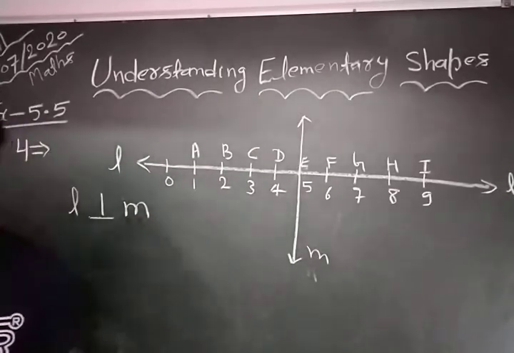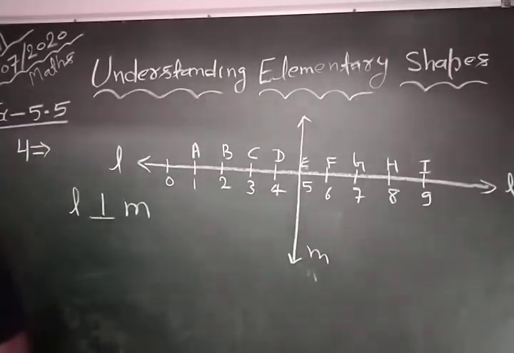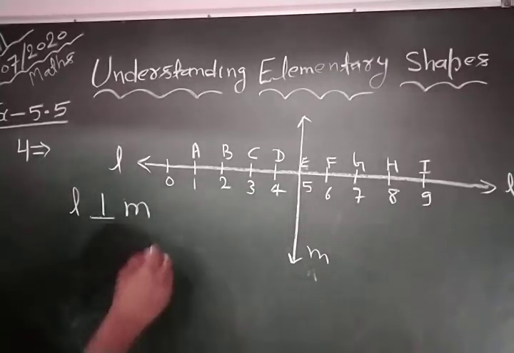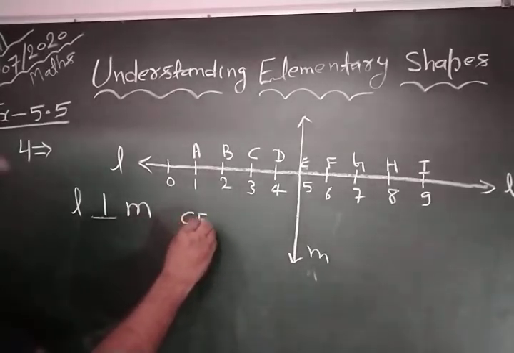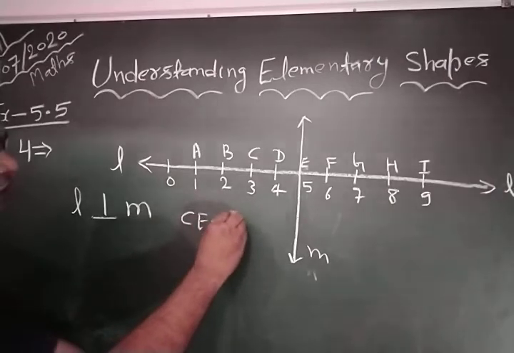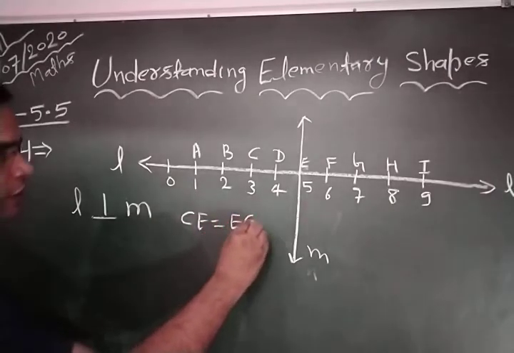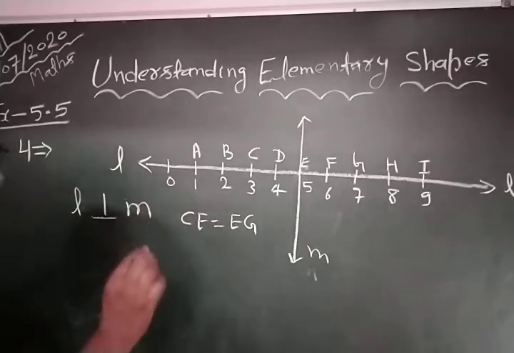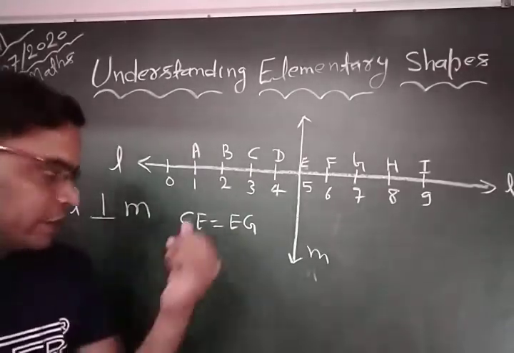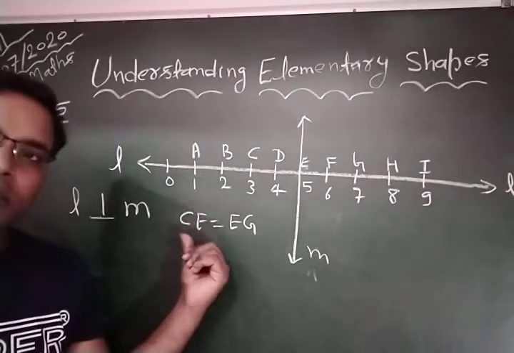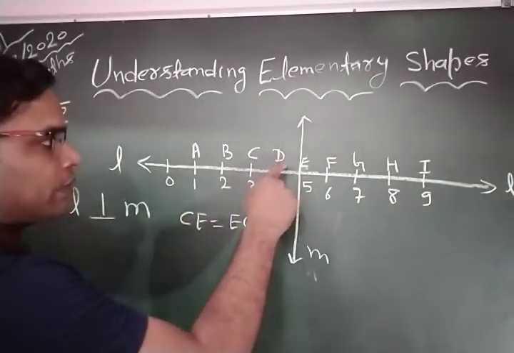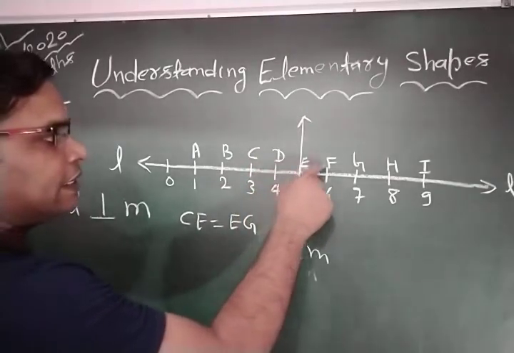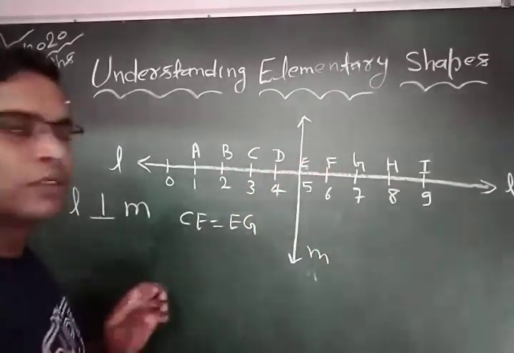Okay. So the first question arises here: is CE equal to EG? The question asks yes or no. So you can say yes, CE has two gaps, and EG also has two gaps. Okay, so they are equal.